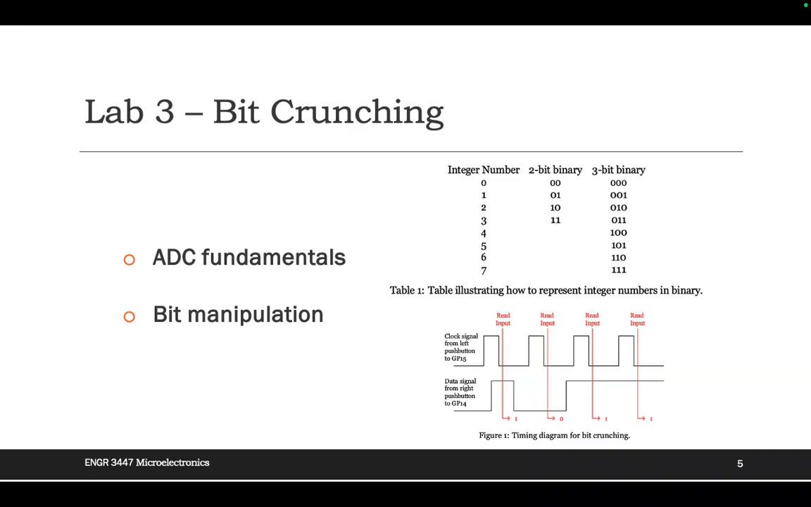So this one is very important because it's the basic thing of how data is processed in the microcontroller, in the CPU, in the computer. It uses clock signals to read the data, and we deal with binary numbers in the computer, in the microcontroller, in the microprocessor.